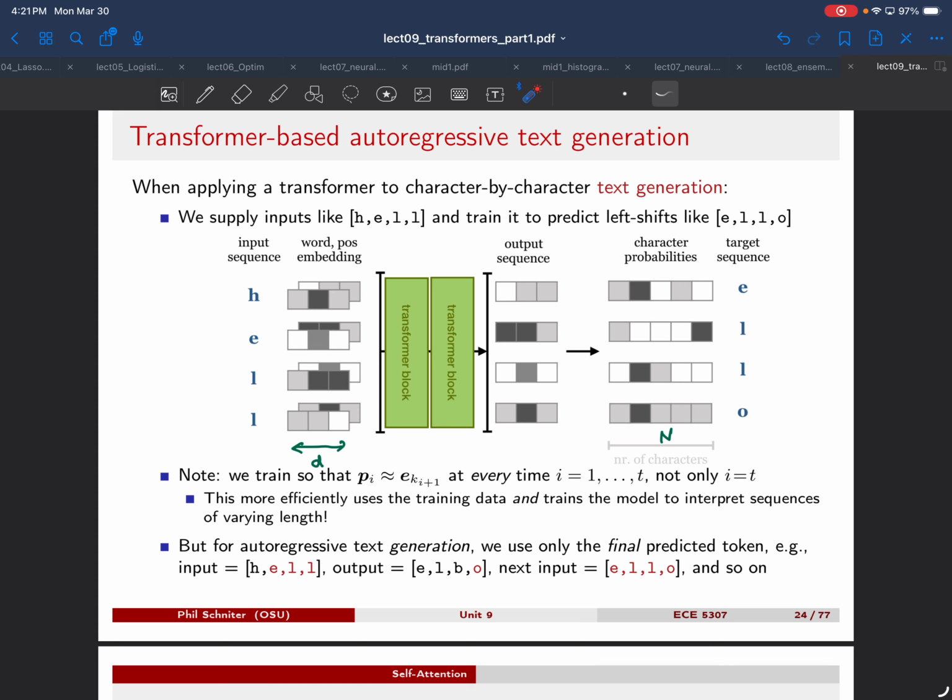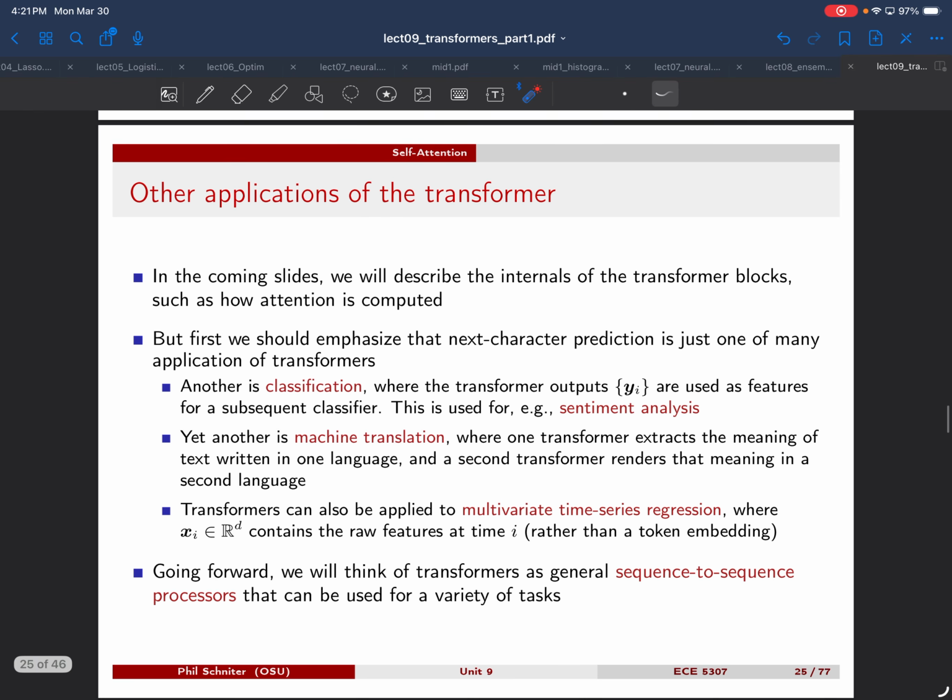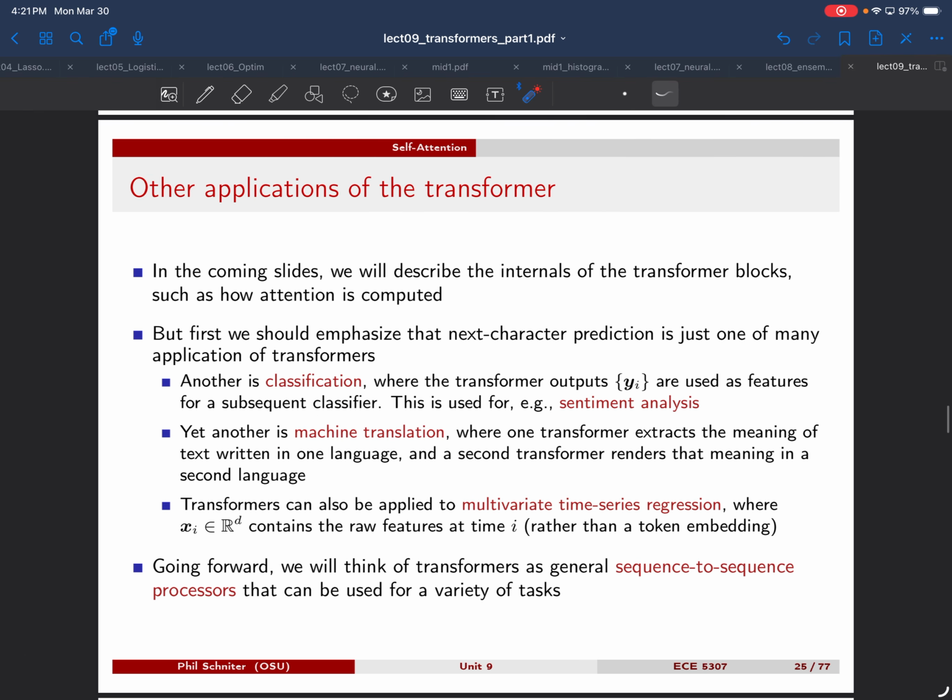It's the autoregressive part. Okay, is that making sense? Okay, great.